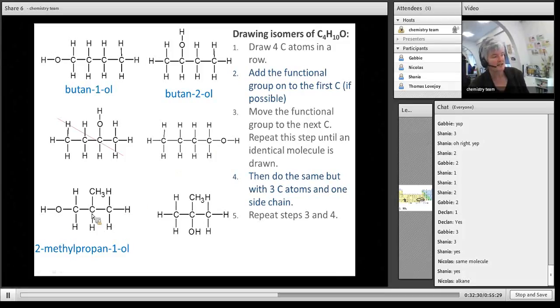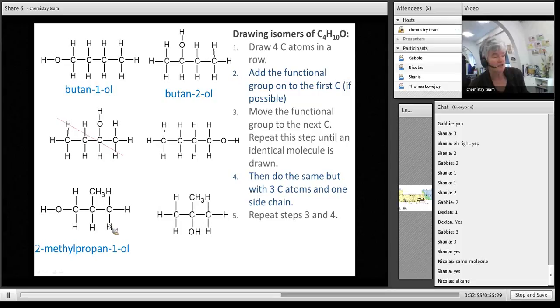Here's my next isomer, where I've moved my functional group along, so now I'm going to move a side chain along. So instead of having 4 carbons in a row, I've made it 3 carbons in a row with one side chain. Now, a side chain can never be on the first or last carbon. It's always got to be on a middle one. So put the OH on the first one, and I'm moving my methyl group along. I've only got one position for the side chain. So my last thing I can do, oh sorry, that was just to cross that one out.